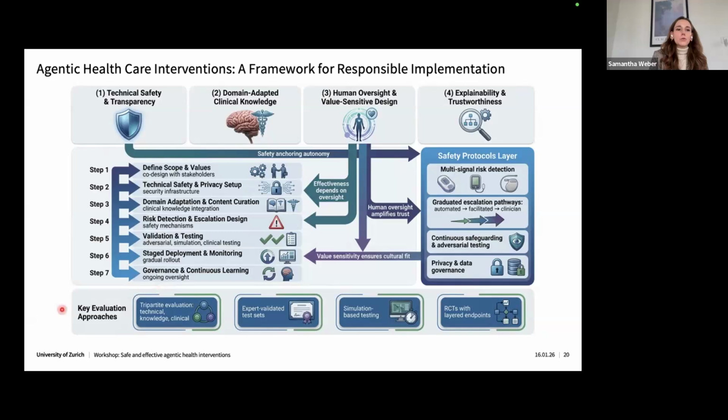And here, the key evaluation approaches are, as mentioned, the tripartite evaluation approach. So really: does it function technically, with respect to clinical knowledge, and also with respect to clinical reasoning? And always include clinicians or experts to validate whatever you have been working on. There's even simulation-based testing, so you can pretend to be a patient and try your digital therapeutic yourself, or you can even make avatars that test it, before then also testing it on healthy controls and then eventually patients.